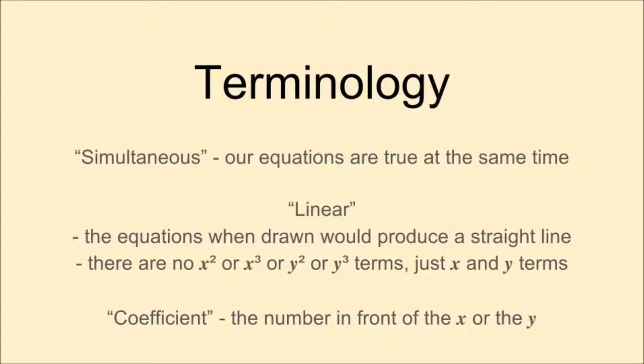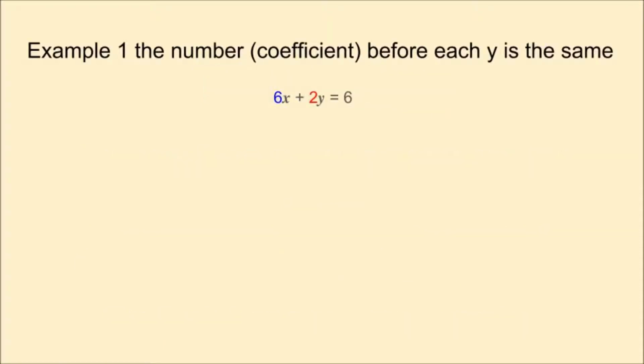And we're going to be dealing with linear simultaneous equations, which just means if we were to plot each equation on a graph, we'll produce a straight line. And in terms of algebra, there are no x squared or x cubed or y squared or y cubed terms, just x terms and y terms. And the word coefficient is the number which appears directly in front of the x value or the y value.